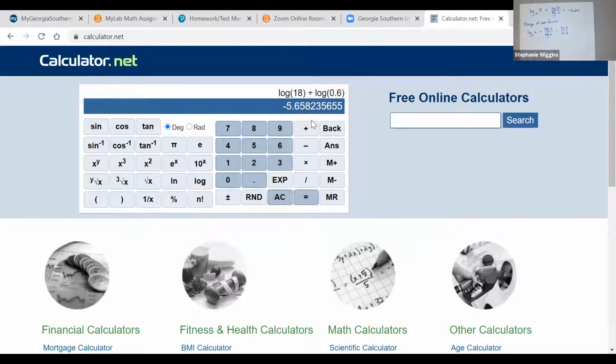5.658. Okay. Now, if I do this using the natural log, I'm going to get the same answer. The natural log of 18 divided by the natural log of 0.6. See, I got the same answer. So it works. It doesn't matter if you use the natural log or the log, but you have to know the change of base formula.